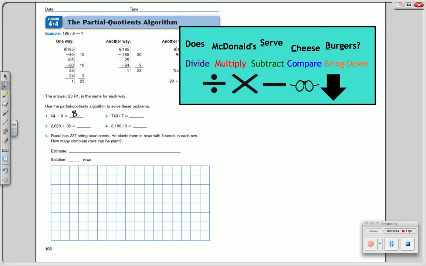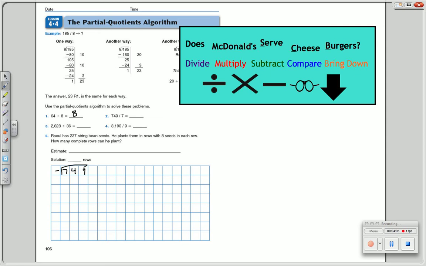Now I want to remind you, as we are solving these problems, at any time if you feel like I'm moving too fast for you to work it out, please pause it, because I want you to solve the problem yourself. I don't want you to just copy. Okay, so 749 divided by 7. This one I think I'm going to need to write out. So 749 divided by 7.